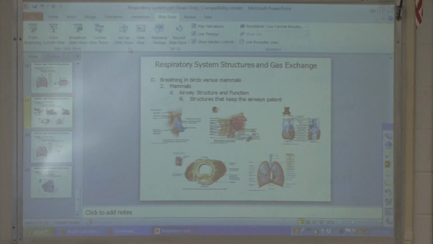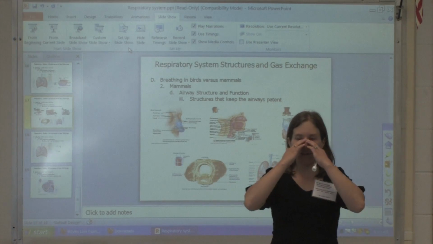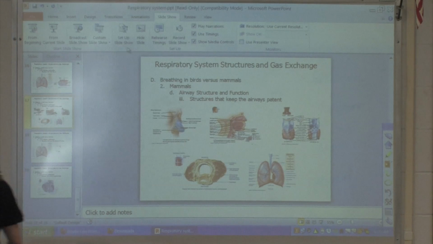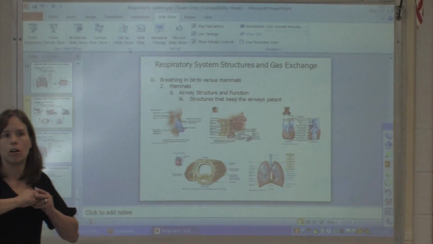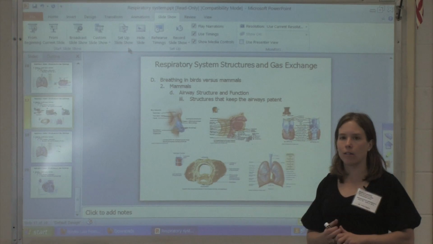The structures that keep the airways patent. Starting with your nose, you have a bony framework and a cartilaginous framework. So you can write nose: bone and hyaline cartilage. There are different cartilage types: fibrocartilage, elastic cartilage, and hyaline cartilage. The type you find in your respiratory system structures is hyaline cartilage.